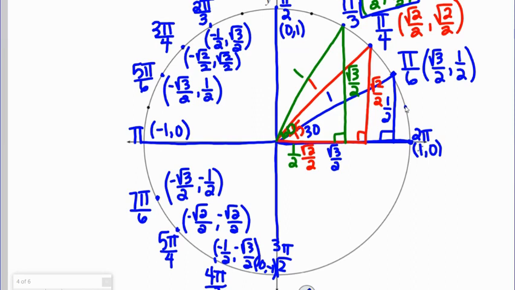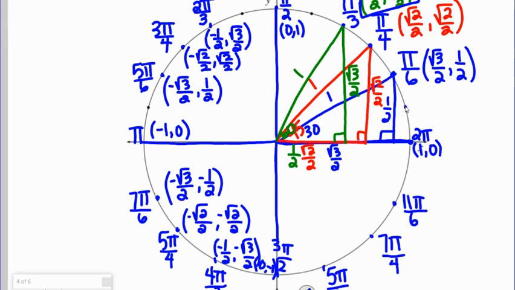Now our final quadrant. This is quadrant 4. Again, I'm going to try my best to estimate the positions of these points, maybe like that. This one here is 5 pi over 3. This one here is 7 pi over 4. And this one here is 11 pi over 6. Again, you just match up with their reference angles.